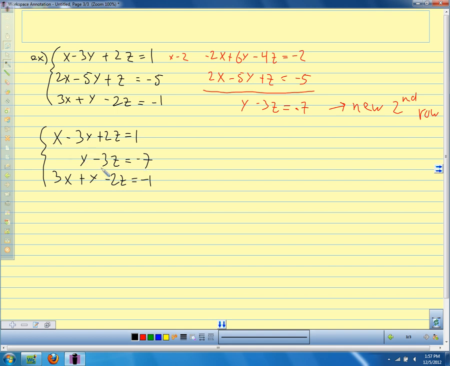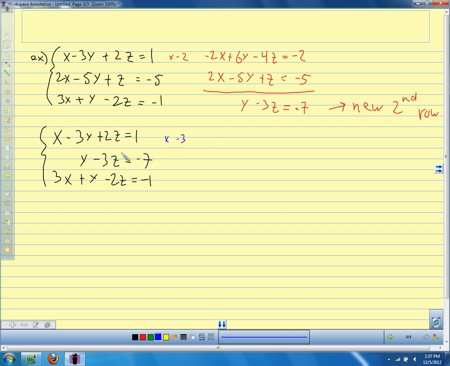So now I'm 2 steps into my row echelon form. I have an x here, and I've got rid of the x in the second row. Now I'm going to use the first row to get rid of the x in the third row. What do I have to do to this first equation to get rid of the x in the third row? Multiply by negative 3. So I'm going to do that one in blue.